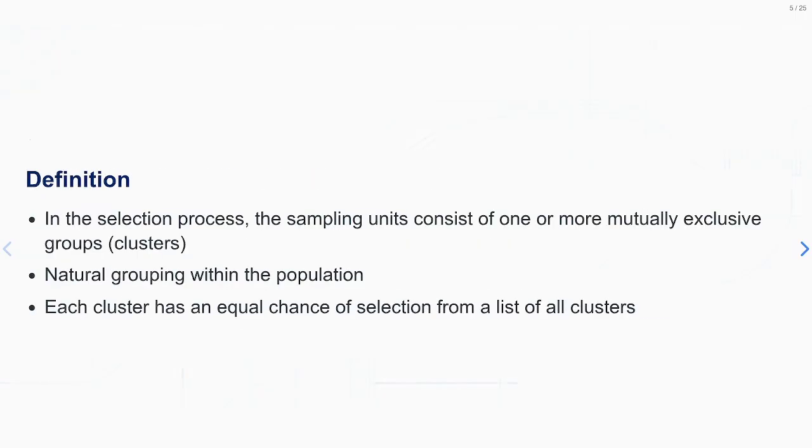So what is the definition? In the selection process, the sampling units consist of one or more mutually exclusive groups. And this is the key distinction with random sampling, wherein it is the individuals or units of observation that constitute the sampling units. So in cluster sampling, the units of observation are mutually exclusive groups. And these groups arise through natural grouping within the population. So these are not unnatural groups. In cluster sampling, each cluster has an equal chance of being selected from the list of all clusters.